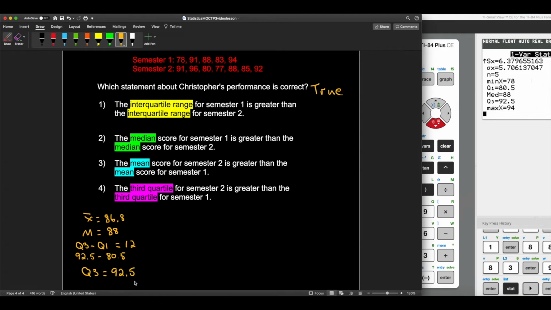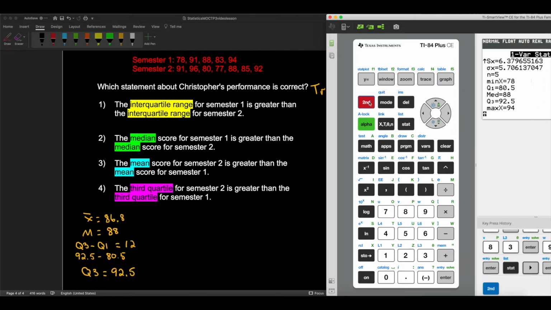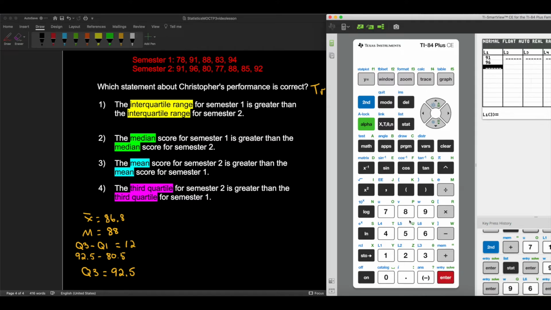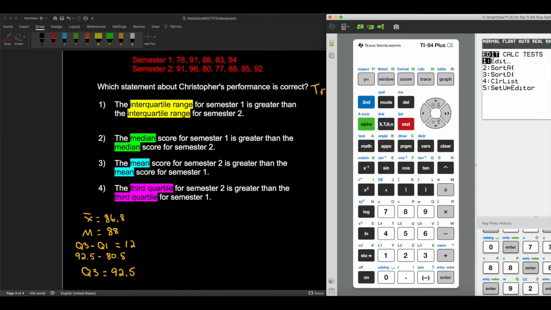All right. Now that's all your information for semester 1. Now let's go back to the calculator and find the information for semester 2. Second plus 712. You just could have typed it over it, but I didn't. I cleared it. Stat enter. And here we go. 91, 96, 80, 77, 88, 85, and 92. Stat right. And there you go.